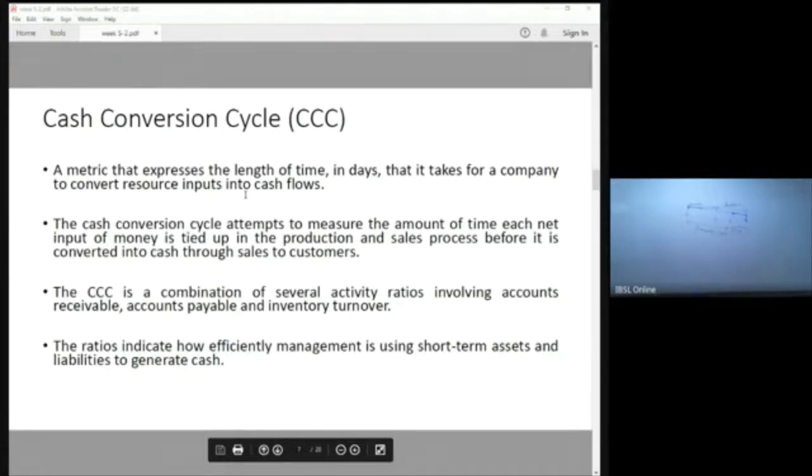The cash conversion cycle is a combination of several activity ratios involving accounts receivable, accounts payable, and inventory turnover. Like accounts receivable, your debtors; accounts payable, your creditors; and inventory turnover. The ratios indicate how efficiently management is using short-term assets and liabilities to generate cash flows. Because that's a very important point.